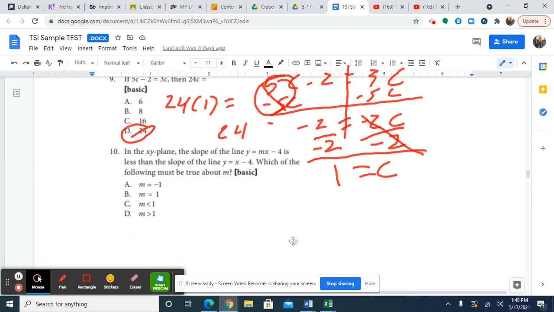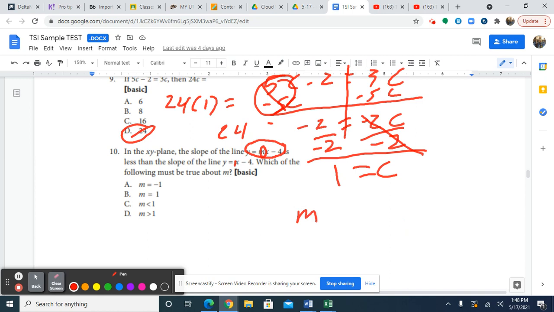Now it says in the xy plane, the slope of the line y equals mx minus 4 is less than the slope of the line y equals x minus 4. Which of the following must be true? So whenever we have an equation in slope-intercept form, the number next to x is our slope. Now when we have x minus 4, we have nothing there, so we assume that the slope is 1. We assume that there is a 1 in front of the x. So that means that our slope is 1.